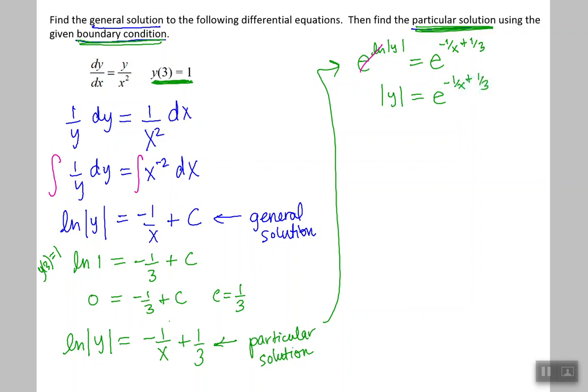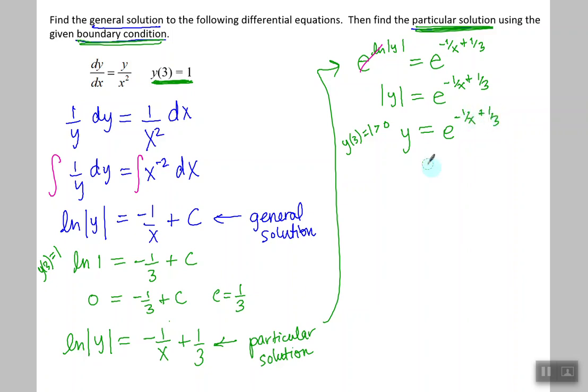And then, because of the fact that y of 3 equals positive 1, that is greater than 0, instead of writing the absolute value of y, because y has to be positive, I can take away the absolute values and just have positive y, which equals e to the negative 1 over x plus 1/3. Still another form, but I can even do more.